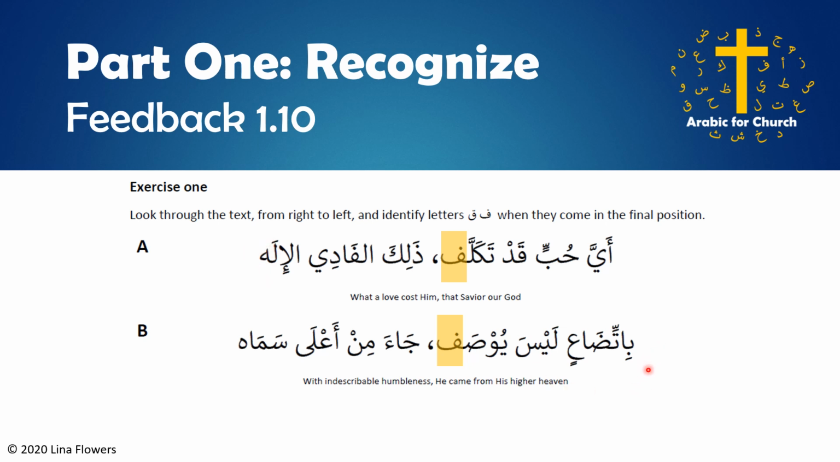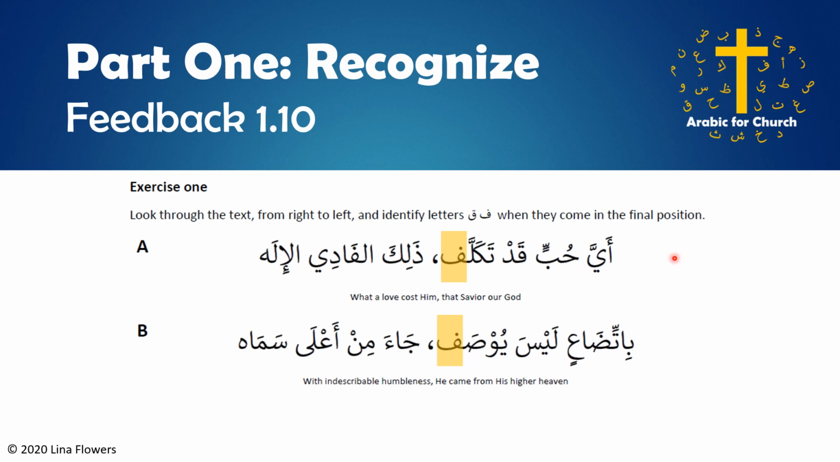In B, we've learned this one, the letter Ain, and the letter Sin, and this is another Fa. We know this is an Alif with a Hamza. We haven't learned this one yet. This is the Alif Maqsura, and this is the same letter as this. We're going to learn this letter in 1.13.